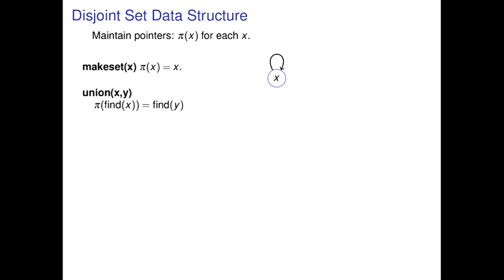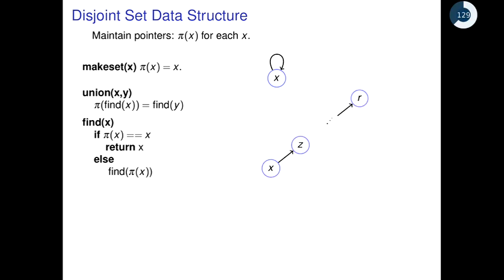Okay, make set. We're having a pointer structure. Each node has one pointer, and it's going to be pi of x. Pi of x originally is just going to point to itself. Now find is just going to chase the pointers until it finds somebody who points to themselves. I should have had R point to itself in the figure. That's all it's doing.